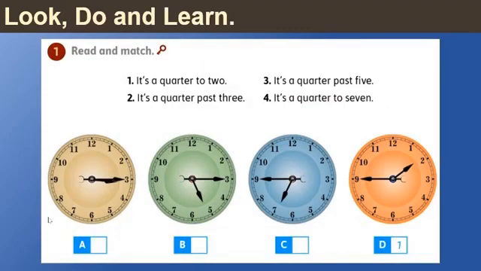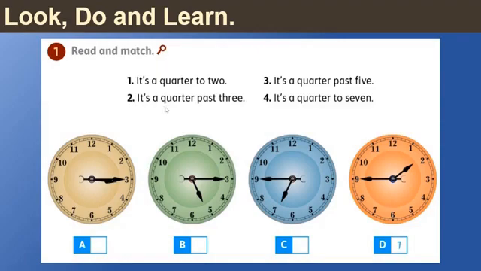So, dear students, to learn more about time and how to tell time, let's do this activity. Alright, look at sentence number 1. It is a quarter to 2. So which clock from these 4 clocks tells the time in sentence number 1? Alright, as you can see, it is this clock, D.